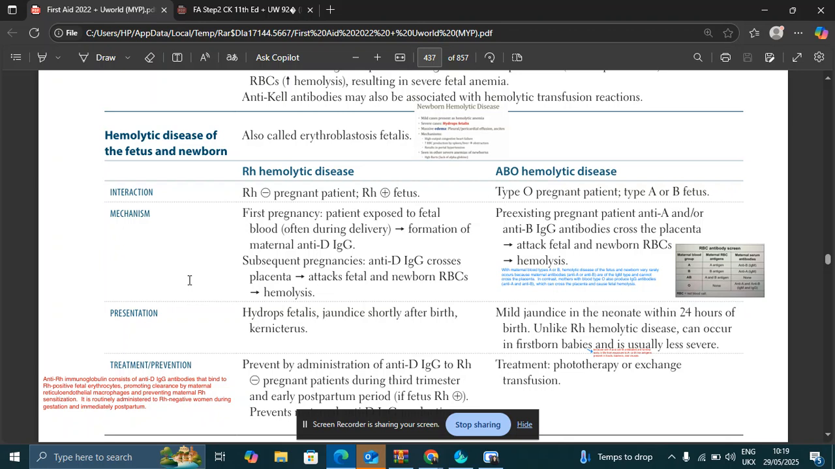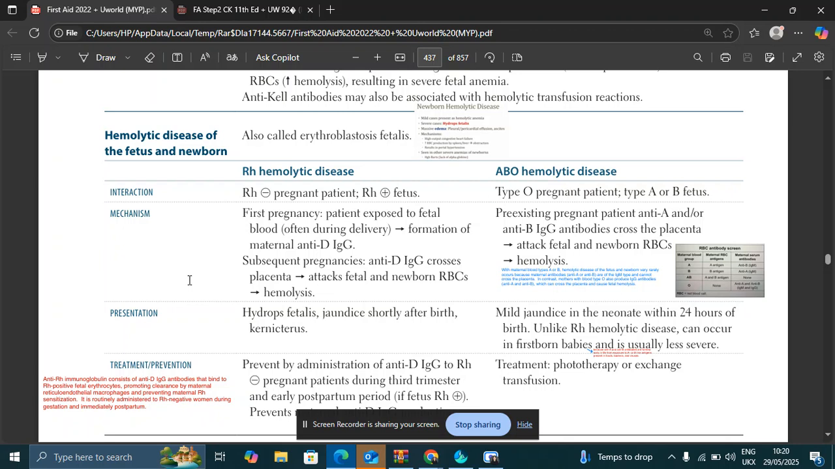Usually, ABO hemolytic disease of the newborn is seen in the first pregnancy. Why is it important to know that this type of disease is seen in the first pregnancy, in comparison to Rh hemolytic disease of the newborn, which is seen in subsequent pregnancies? Because anti-A and anti-B antibodies are formed early in life.